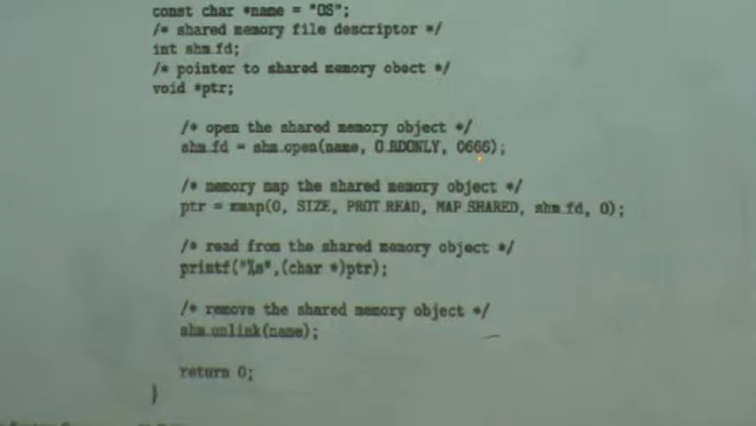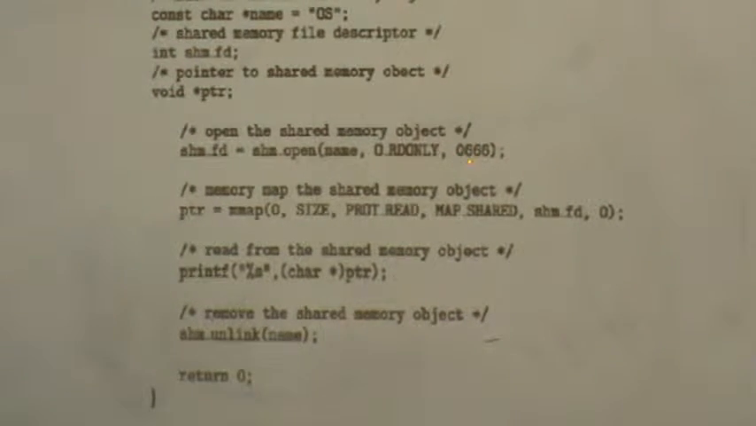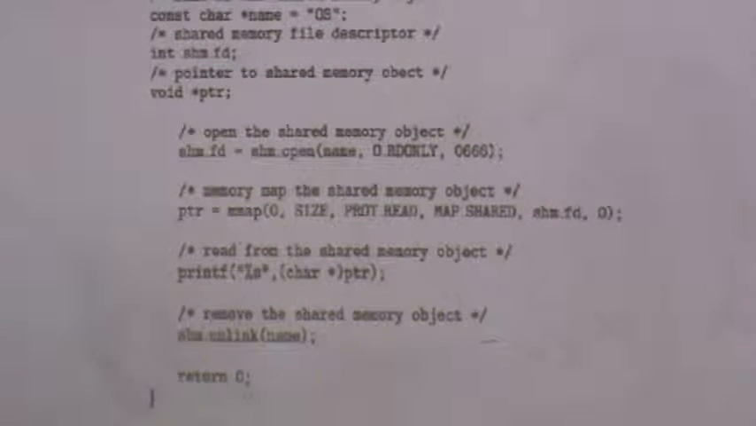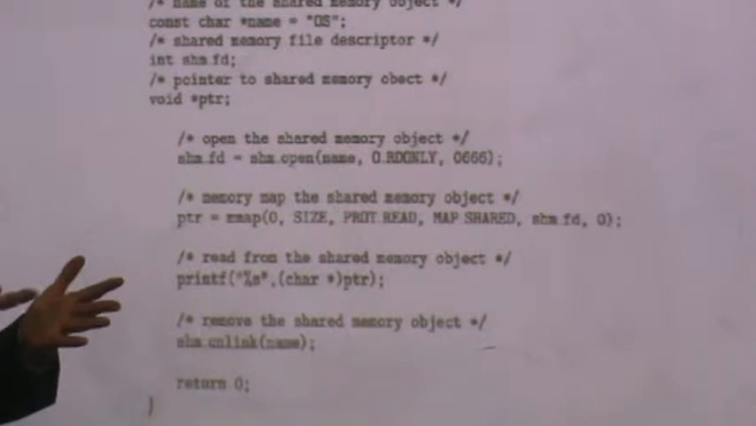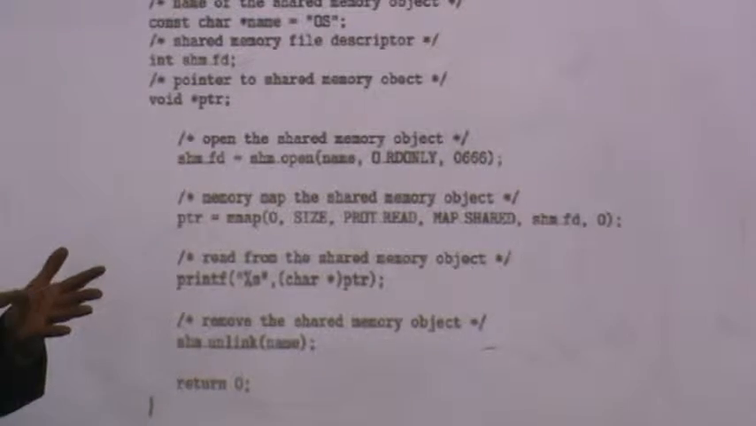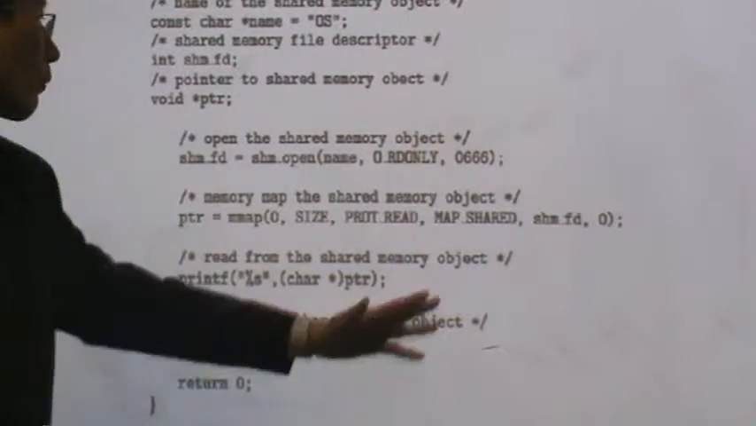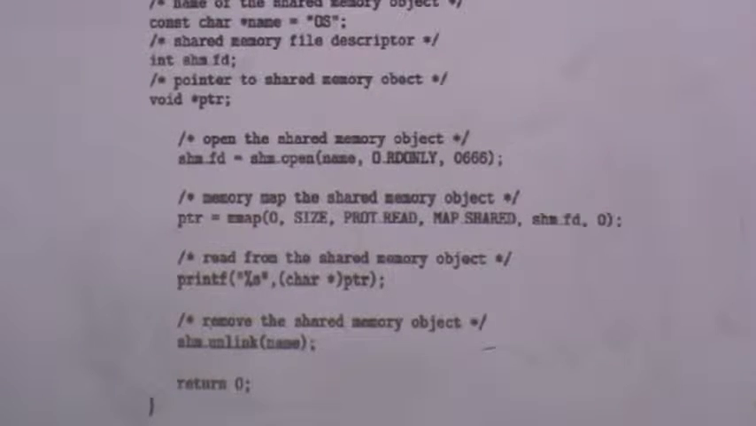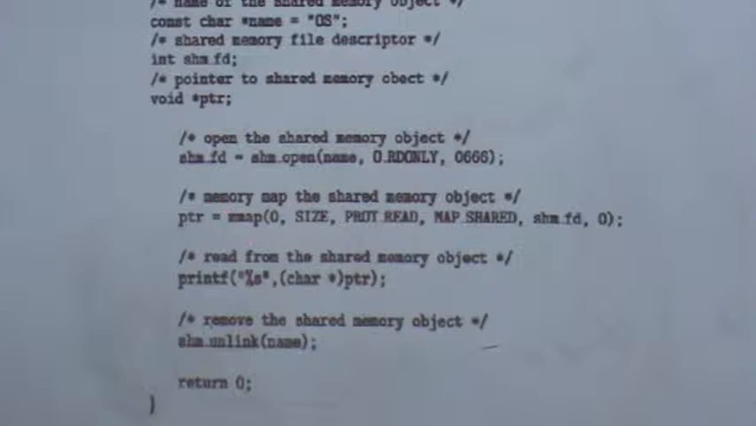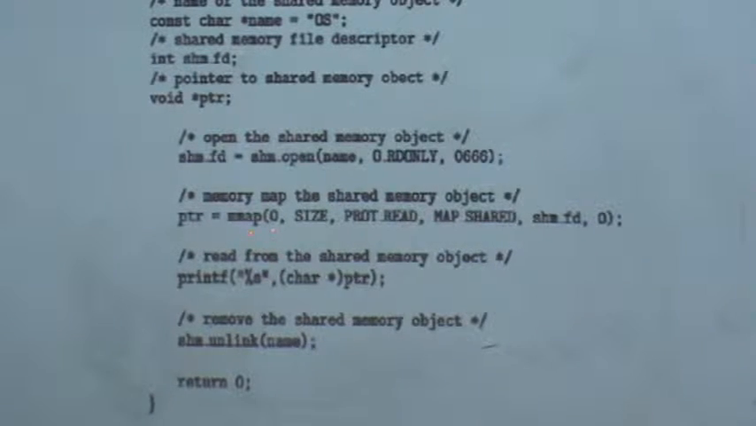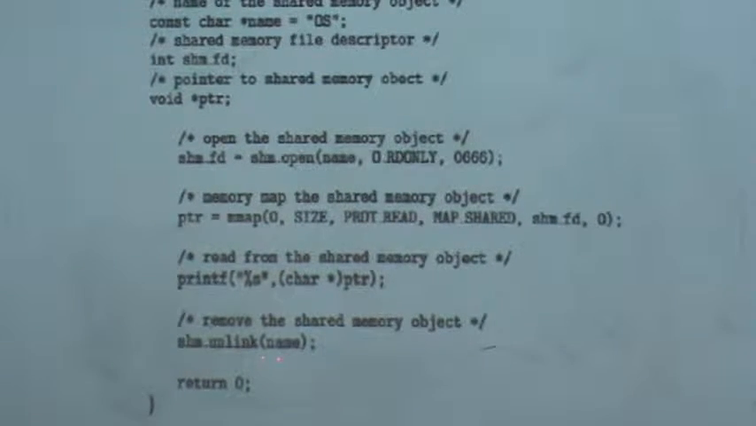You need to provide the appropriate permission, 666, which means it can be read and write. 6 is 1, 2, 3: read, write. Permission for all of this. Okay? Otherwise, the other process cannot access such shared memory. And then you can read the data. Finally, you can unlink.